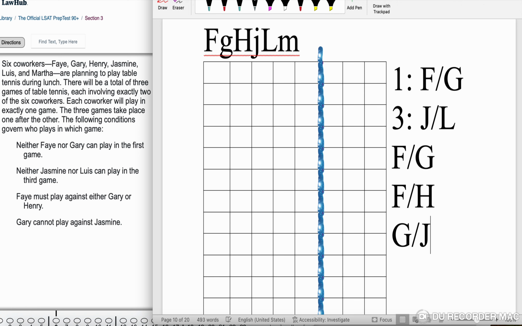So right now we have the conditions that I just wrote down: neither F nor G can play in the first game. The way I'm going to do that, I'm just going to put it in red right here and cross out F and G. Neither Jasmine nor Louis can play the third game, so I'm going to go ahead and cross those out.